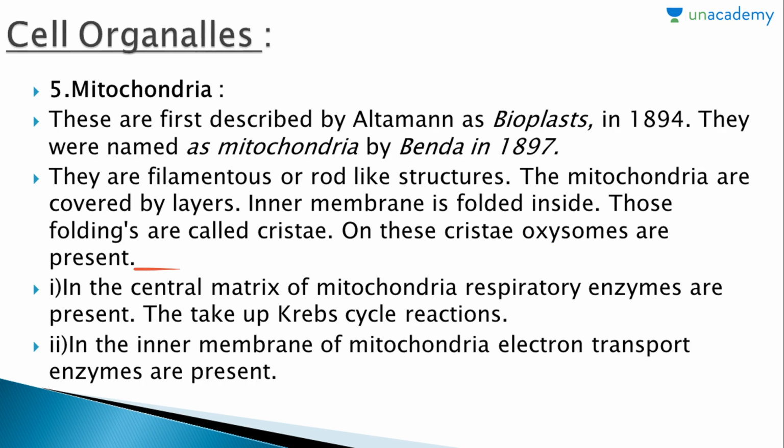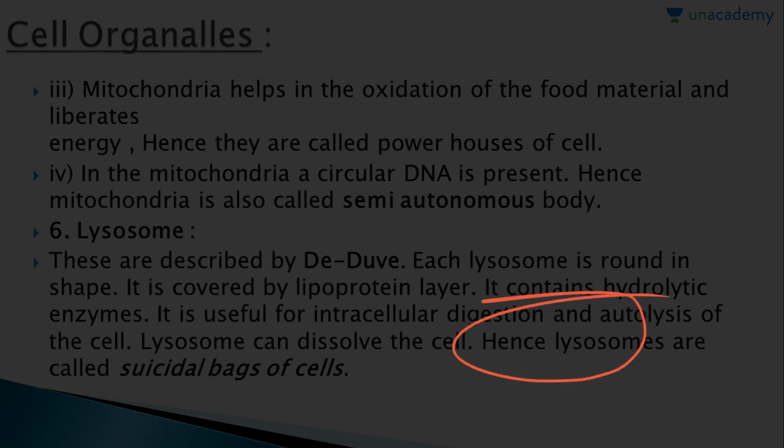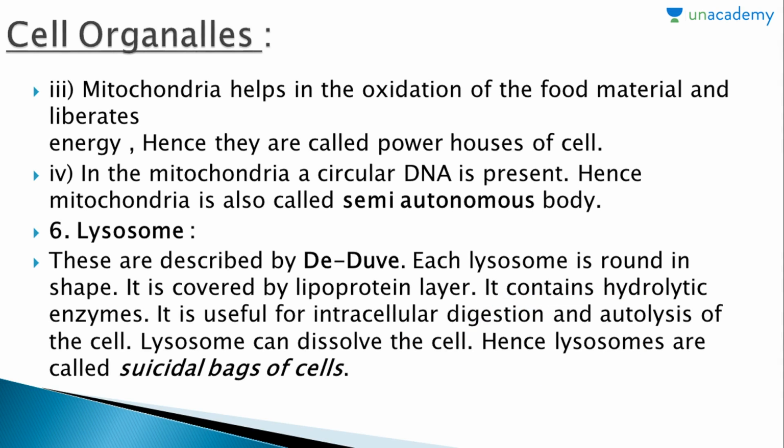In the central matrix of the mitochondria, respiratory enzymes are present. They take part in the Krebs cycle reactions. In the inner membrane of the mitochondrion, electron transport enzymes are present. The central part thus takes part in the Krebs cycle, and the inner membrane takes part in electron transport. The mitochondria help in the oxidation of food material and liberate energy. Hence, they are called the powerhouses of the cell. In the mitochondria, a circular DNA is present. Hence, the mitochondria are also called semi-autonomous bodies.